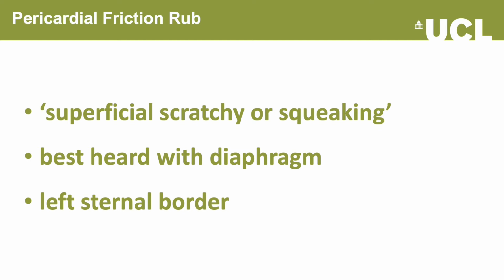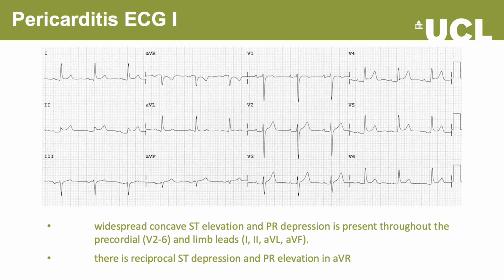So what we're going to do now is have a look at some ECGs which are associated with pericarditis. This is the first one, and I'd like to credit Life in the Fast Lane for the ECG extract. So this is pericarditis ECG 1. If you have a look at this ECG, you have widespread concave ST elevation and PR depression present throughout the precordial, i.e. the chest leads V2 to V6, and the limb leads 1, 2, AVL and AVF.